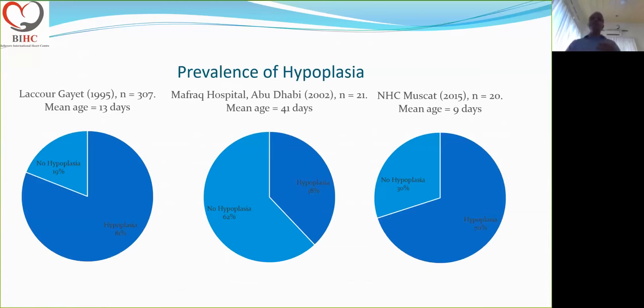If you look at these pie charts, they show one publication and two others with which I have been associated, in two Middle East hospitals where I have worked, showing the neonates with arch hypoplasia and coarctation. The dark blue is the group with hypoplasia. In the central picture, where the mean age is 41 days, it is lower. The message is, the younger the baby, the more likely coarctation would be associated with arch hypoplasia. An older child or an adult who comes with coarctation is a freak survivor. They tend to have isolated isthmal coarctation.